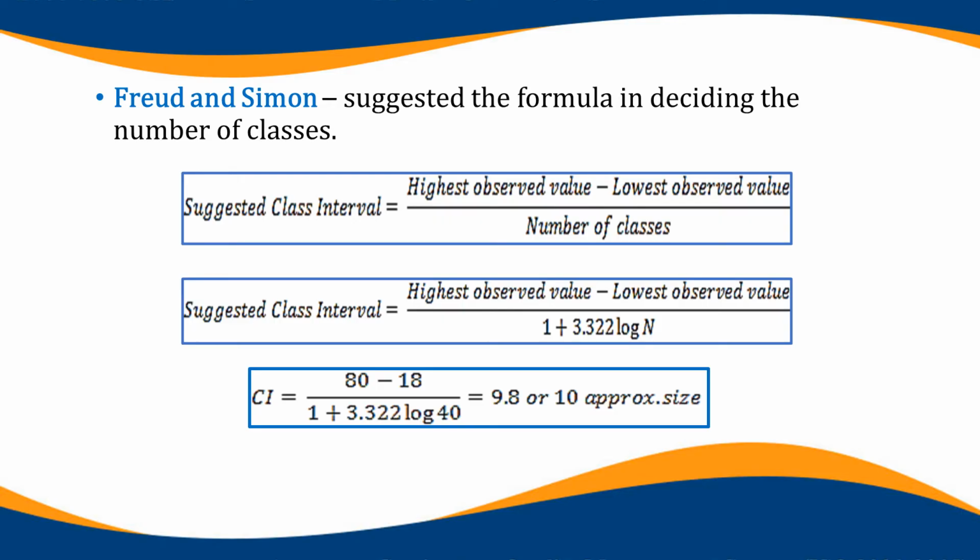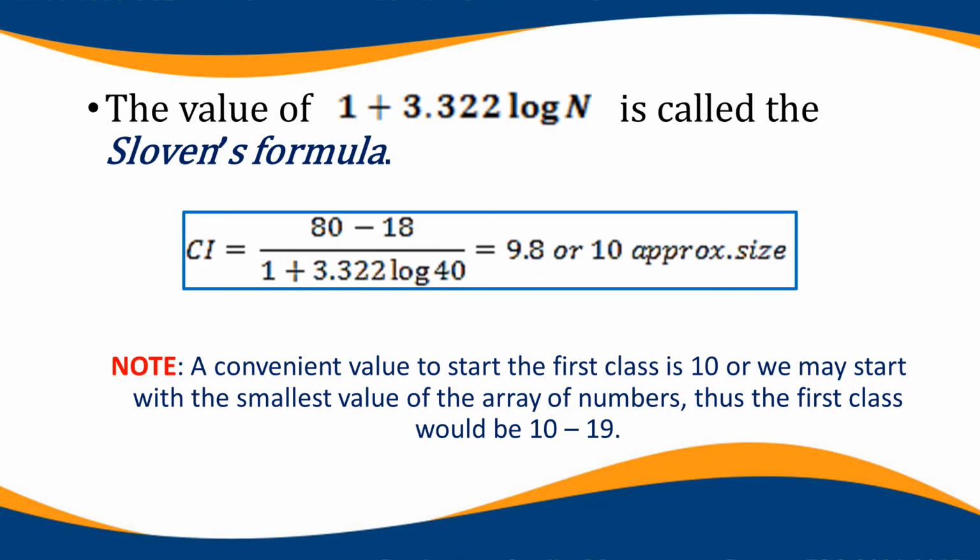That will be the interval. Take note, a convenient value to start the first class is 10, or we may start with the smallest value of the array of numbers. This means the lower limit should start at 10, or it can also be the smallest value in the array. But if the data collected, for example, starts at 40, you can also start at 40, because 10 is too low if you have no numbers from 10 to 39. So you may start also with 40.